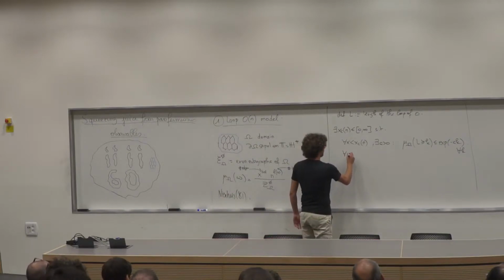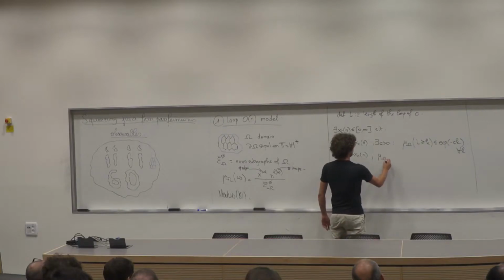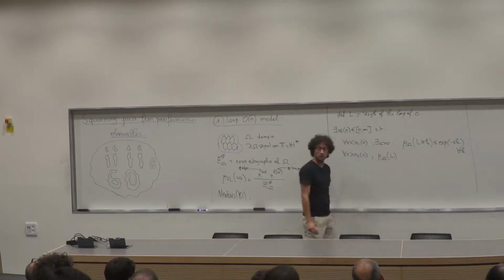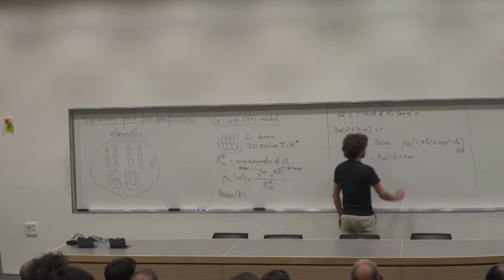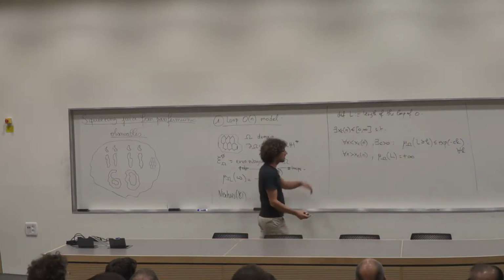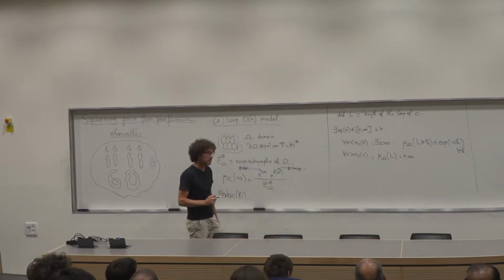And for any x larger than xc of n, well, in fact, in this case, if you look at the expectation of the length, it's infinite. So you don't have exponential decay at all. And in this case, maybe that's not exactly how Hugo described it yesterday.